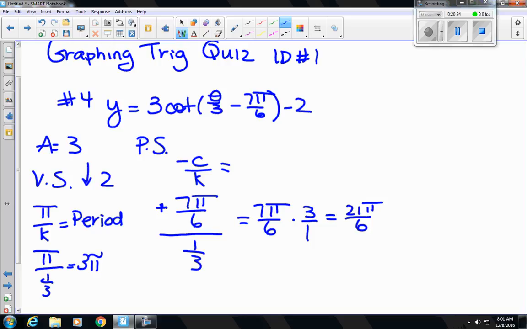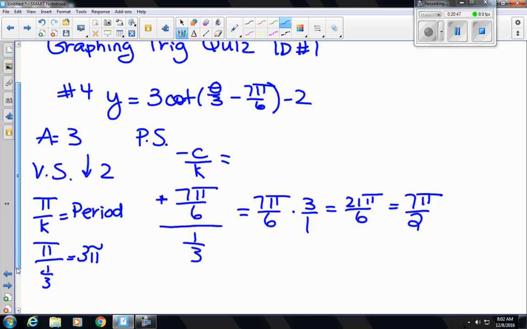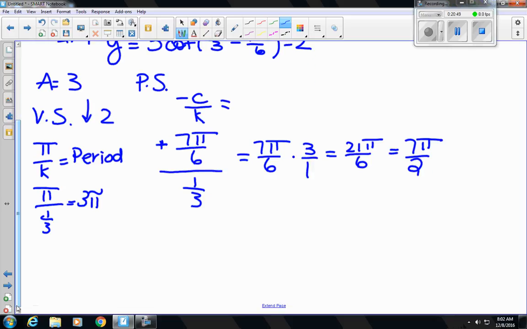Is there anything I can do to simplify that a little bit? I could take out a 3. I could simplify by 3, correct? So 3 goes into 21 7 times, and then over 2. That's much easier to handle: 7 pi over 2. Do I have everything I need to graph? At this point, I do. Does anybody remember the method that we used to graph the tangent and the cotangent?